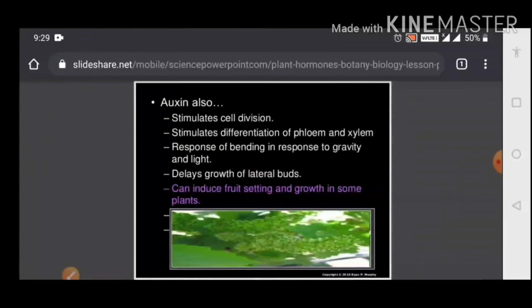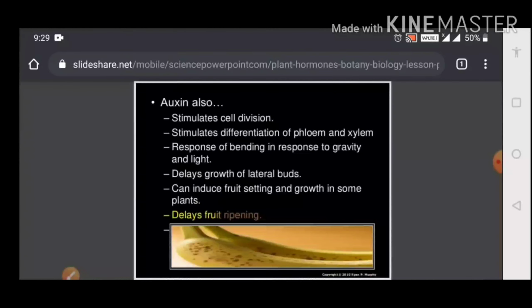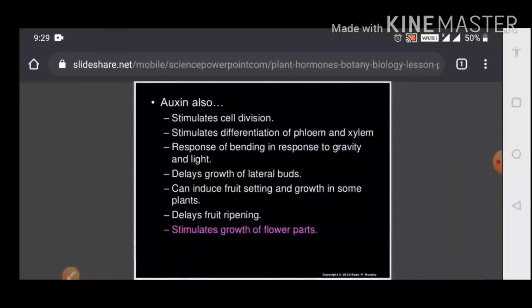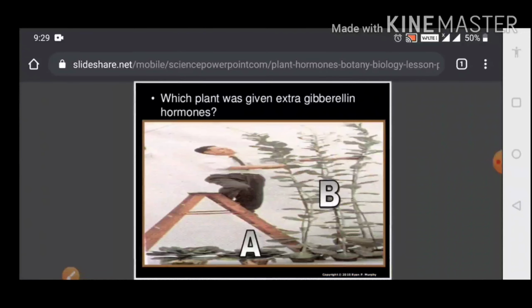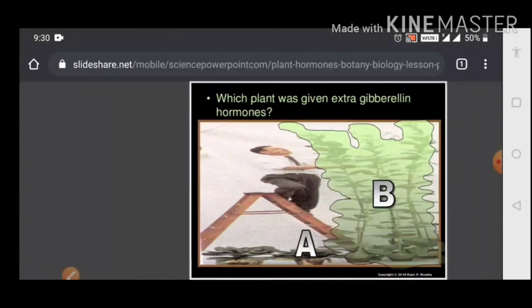This auxin can induce fruit setting and growth in some plants too. Auxin delays ripening of the fruit too. Auxin stimulates growth of flower parts. Right? Now there is another picture in front of you which has two types of plants, plant A and plant B. Now a question in front of you, which plant was given extra gibberellin hormones? Can anyone tell me? Yes, the answer is B.